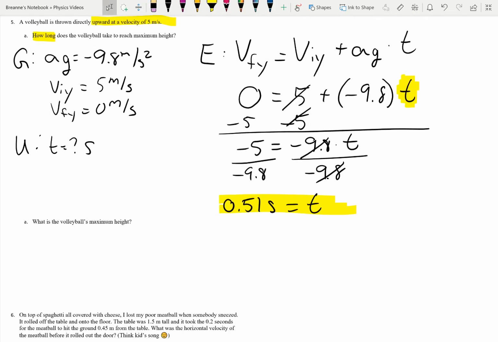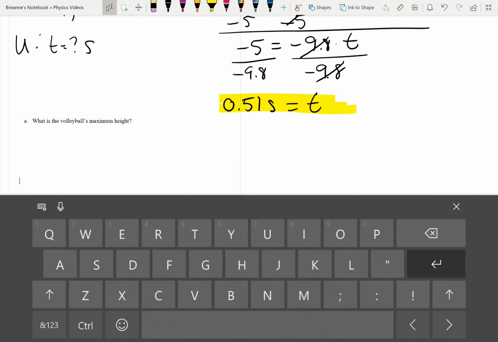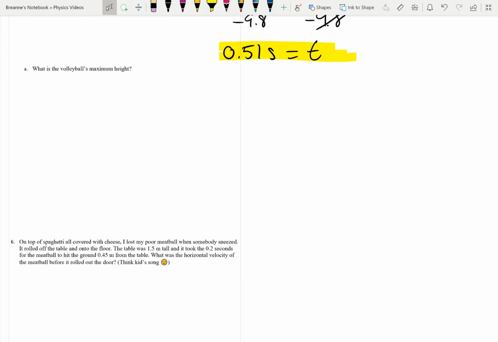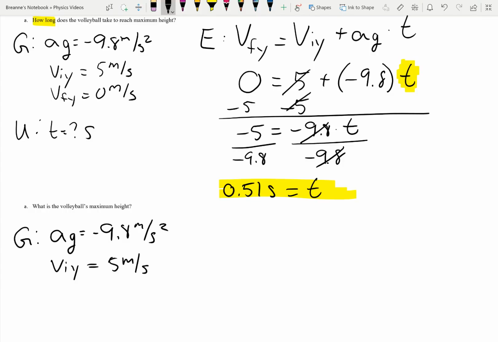Now it's asking, what is the volleyball's maximum height? Let's get a little bit more room here. So again, the givens are the same. Let's write out our givens. Acceleration due to gravity is negative 9.8 meters per second squared. The initial velocity is 5. And since it's asking for max height, we know that the final velocity in the y is 0 meters per second.